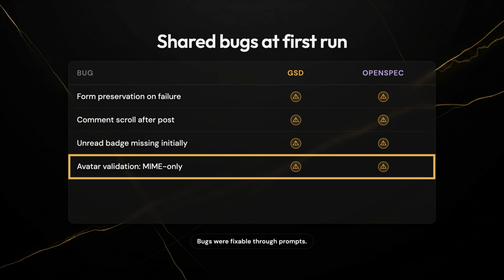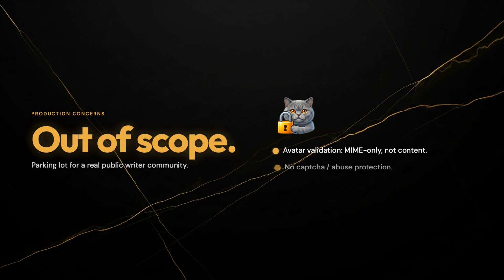There were also bigger production concerns that go beyond this comparison. Avatar upload validation was not something I would call fully production safe, and neither app had serious captcha or abuse protection. I do not treat that as a framework failure because this was outside the realistic scope of a single generated comparison run. For a real public writer community, I would probably outsource authentication and user management to a proper third-party service instead of pretending this is a small feature. It costs money, but auth is a huge thing to build and maintain properly. I would not call that a framework failure.